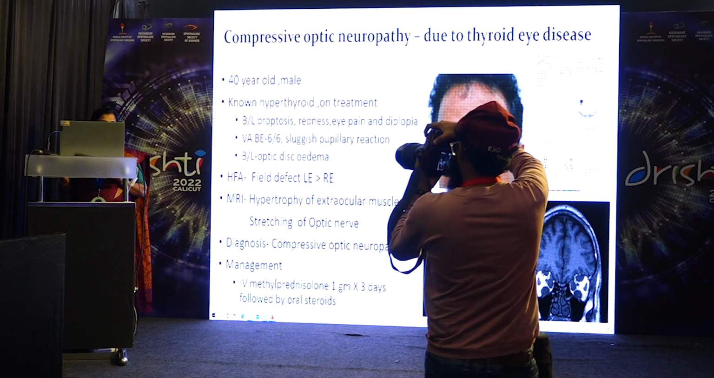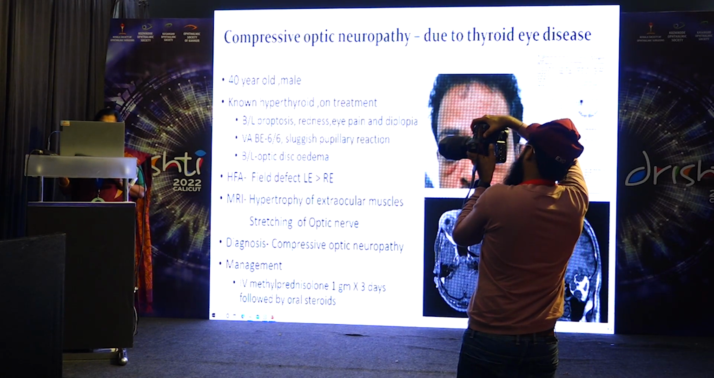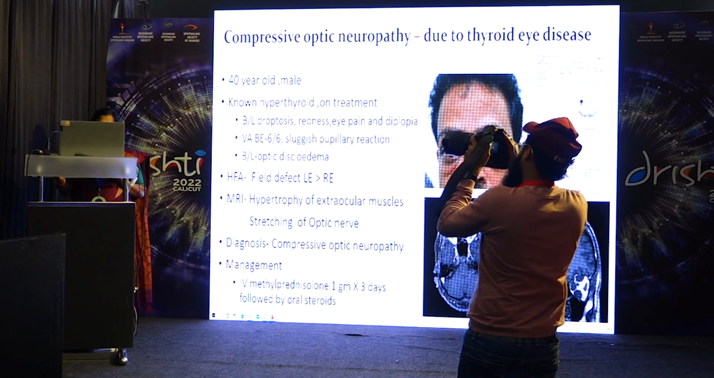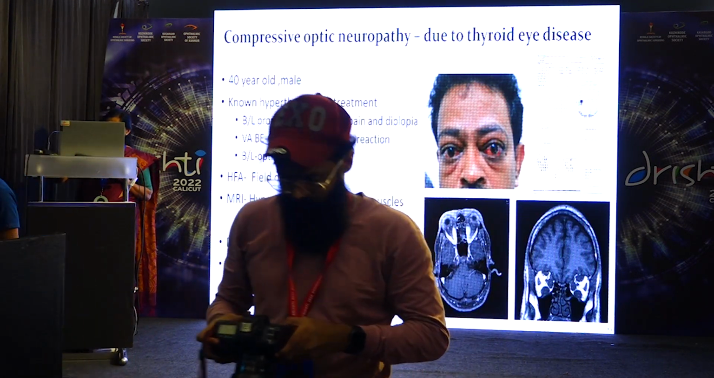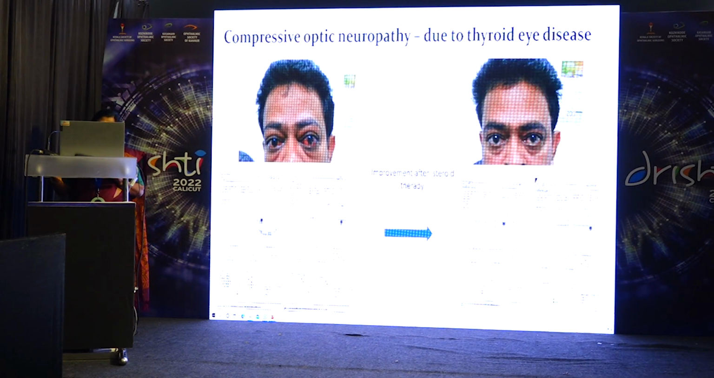So this patient presented with acute thyroid orbitopathy with compressive optic neuropathy. There is a field defect and decrease in vision. He was treated with intravenous methylprednisolone, and we can see the improvement in visual fields and also the inflammatory reaction.